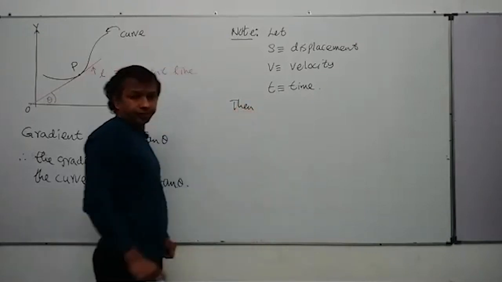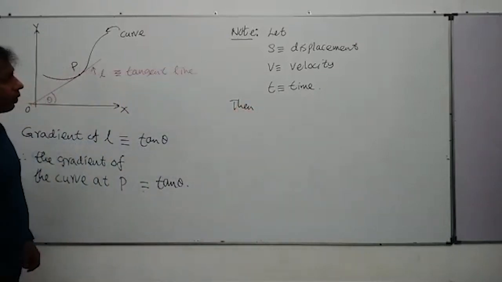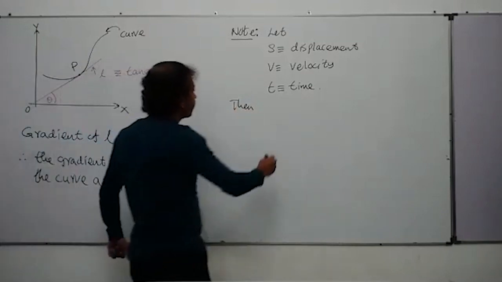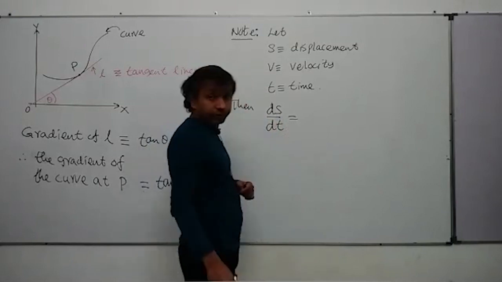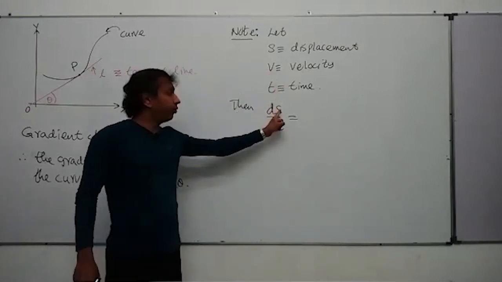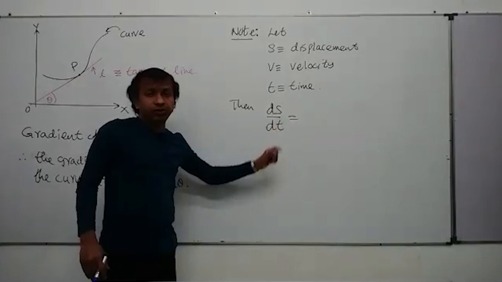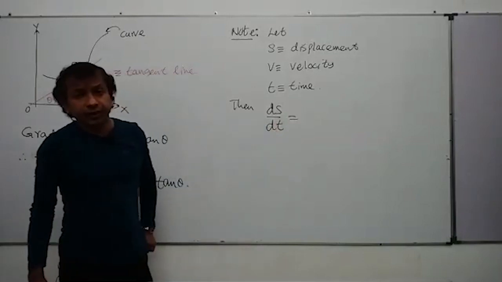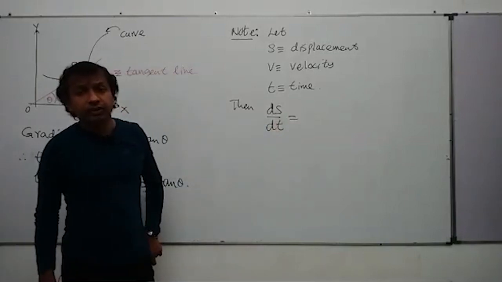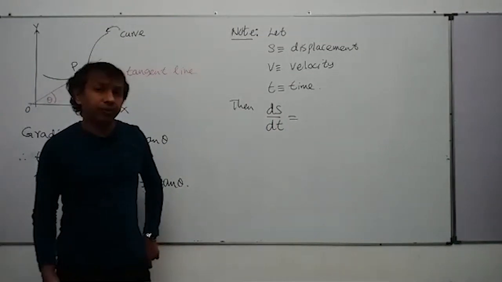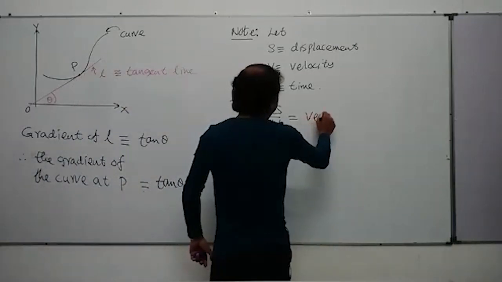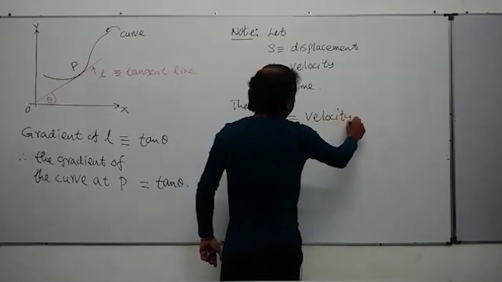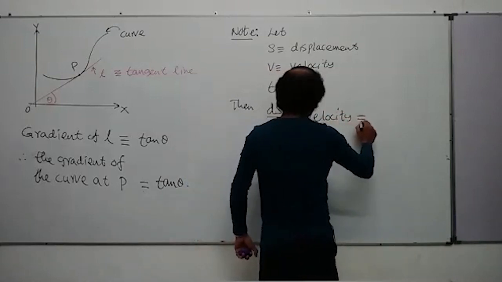Then, people, what is ds upon dt? Rate of change of displacement with respect to time t. In 1 second, the change in displacement. What is that, people? That is velocity. ds by dt is velocity, v.